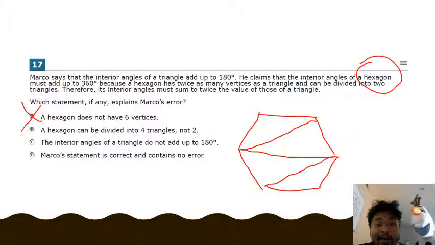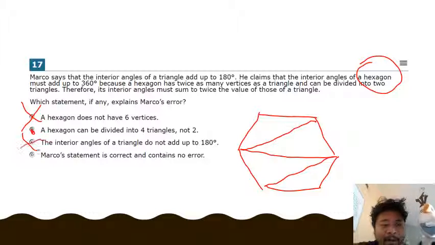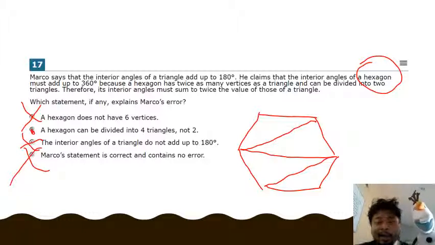B says a hexagon can be divided into 4 triangles, not 2. That's definitely our potential answer here, so I'm going to mark it. C says the interior angles of a triangle do not add up to 180. That's a true statement, so that can't be why his argument's wrong. And last says Marco's statement is correct. Nah, bro, Marco's wrong.